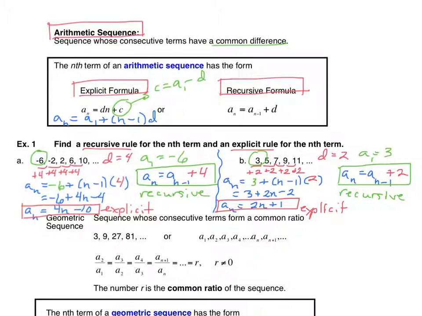Does it matter if you have the 2n first? Oh, you mean if you put the 1 plus 2n? No, that doesn't matter. I tend to write it in y equals mx plus b because arithmetic tends to be linear. But you won't be marked off on a test for that. All right, so any other concerns?